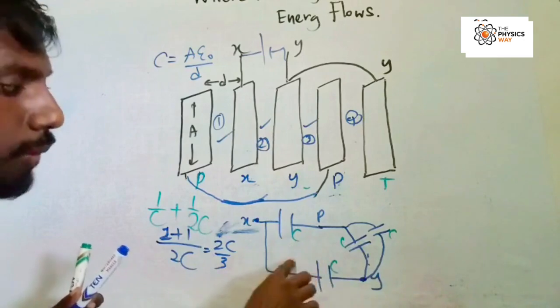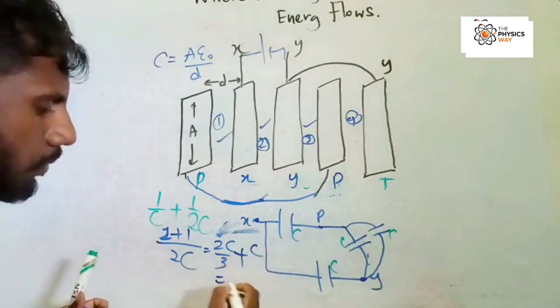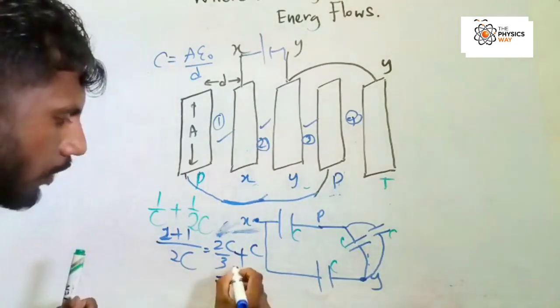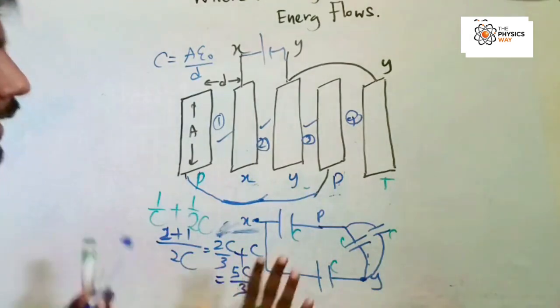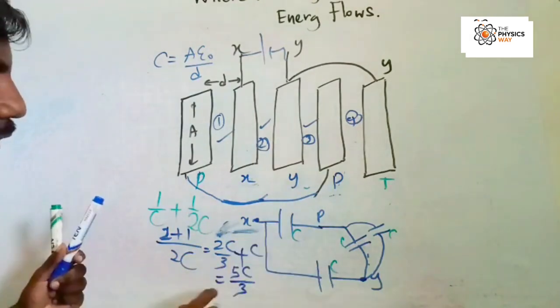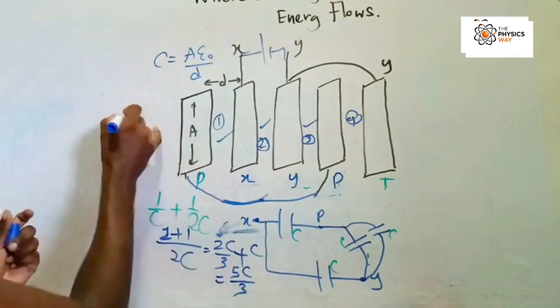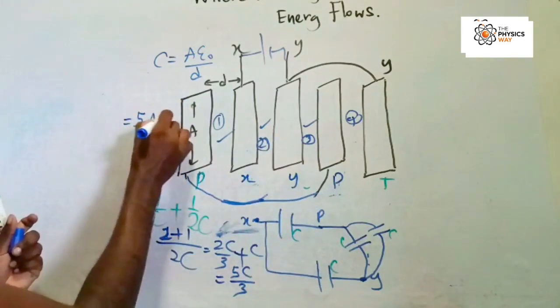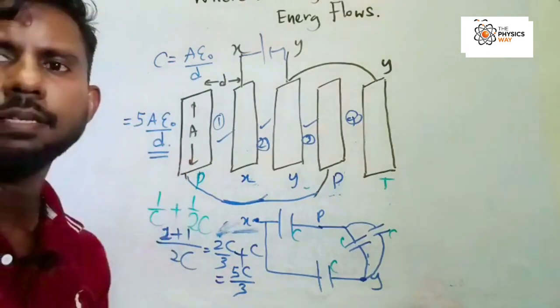Then we have to add this one. These two are parallel, so I can directly add them. So it's going to be 5C over 3, right? Yeah, 5C over 3. Right, now we know the capacitance of one capacitor is C equals A epsilon naught over D. So the final answer will be 5 A epsilon naught over 3D. That's the answer.